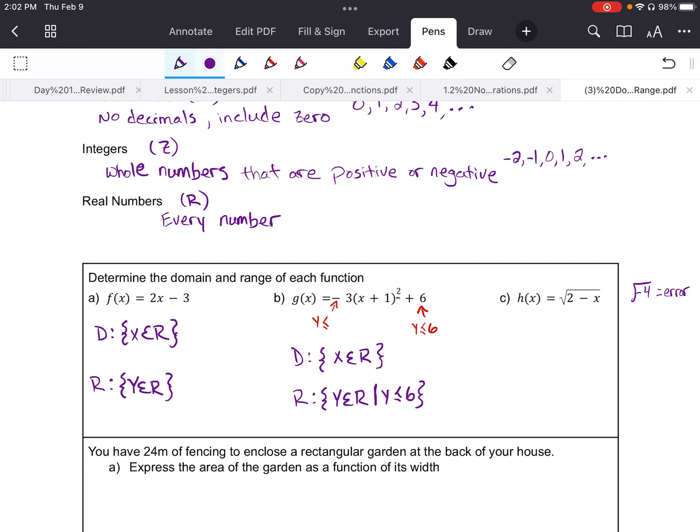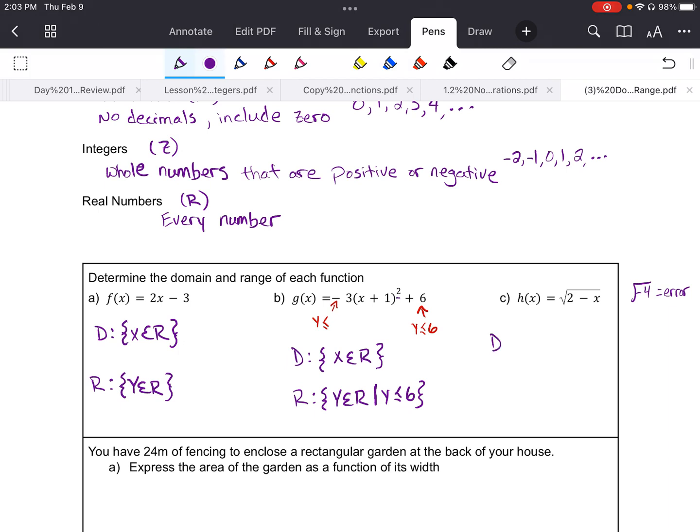So that means our x values that we're going to plug into here cannot end up being a negative number. So for example, if I plug in 1, well, 2 minus 1 is 1. That's positive, so we'll get an answer. But if I plug in 5, 2 minus 5 is -3. Can't do that.